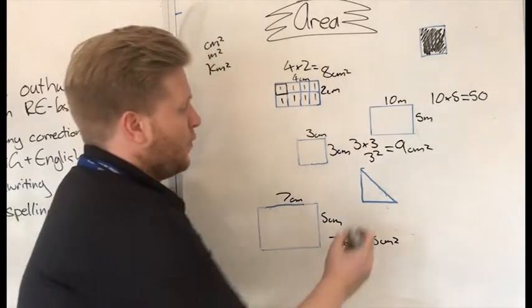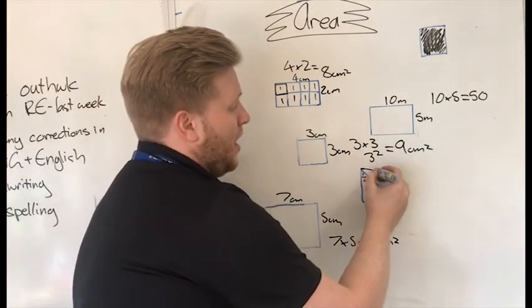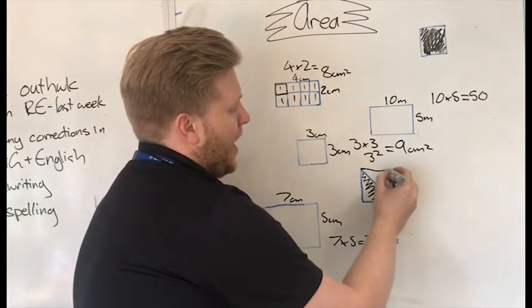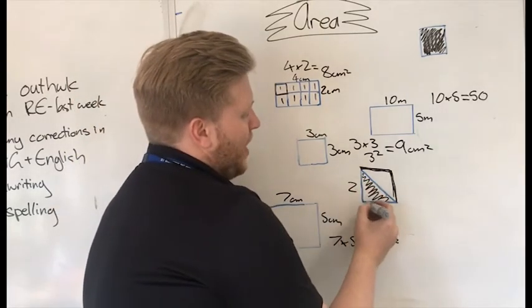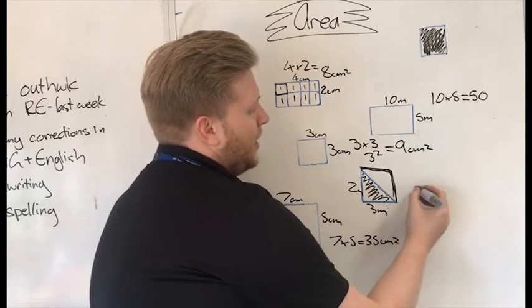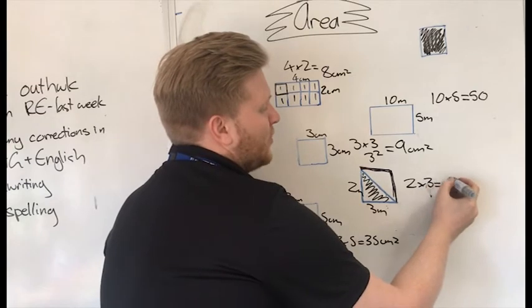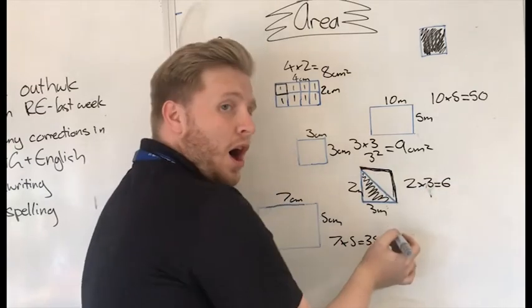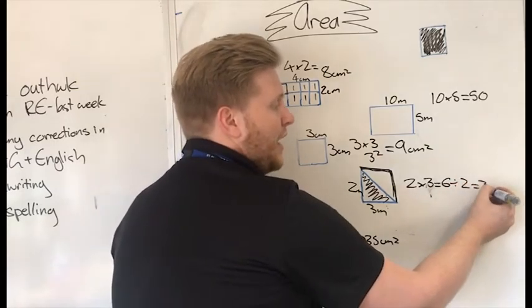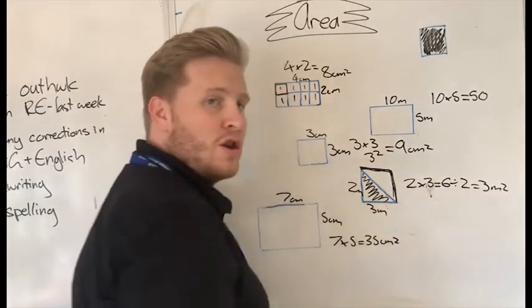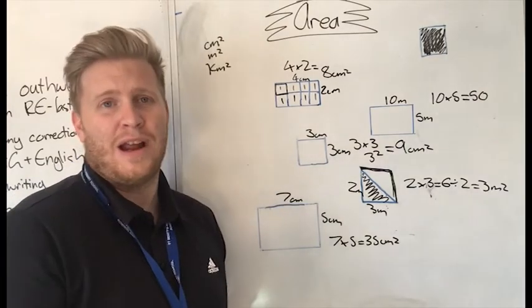Now, with triangles, if we want to find the area here, it's quite simple when you think about it, because a triangle would be half of a rectangle or a square. If I put another one on there. So if we had, say, 2 and 3, we'll go for metres there. If we do 2 times 3, that would get us 6. But then we know it's half of a square or half of a rectangle. So we divide it by 2 and we would get 3 metres squared. So we find the area as if it was a square or a rectangle and then we halve it in order to find the area of a triangle.